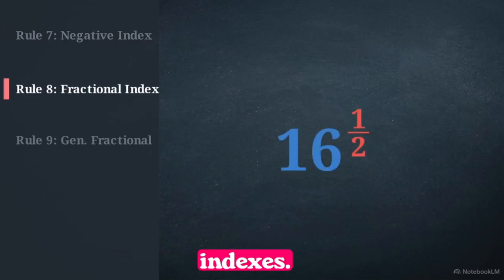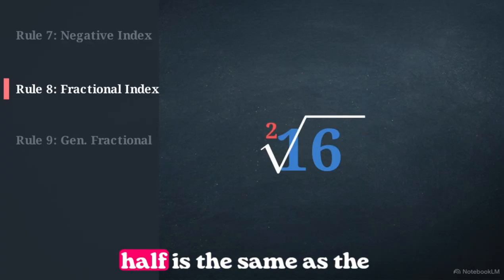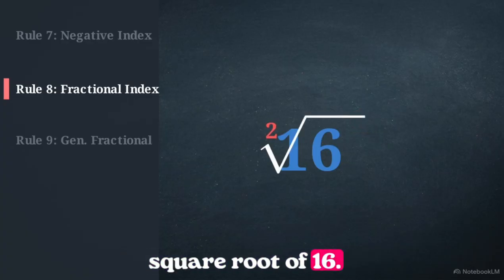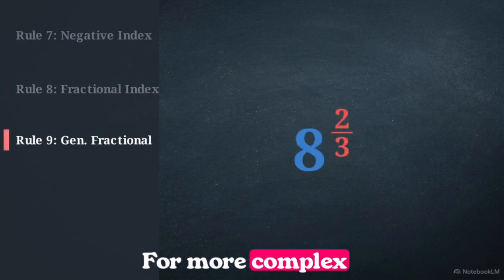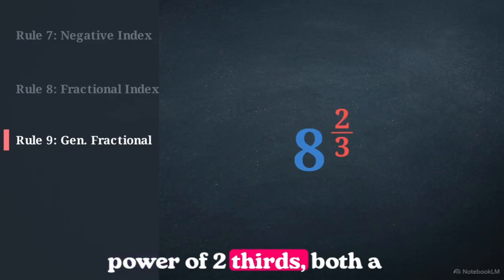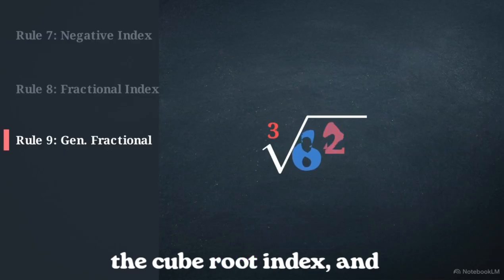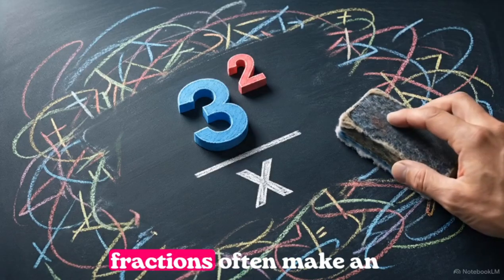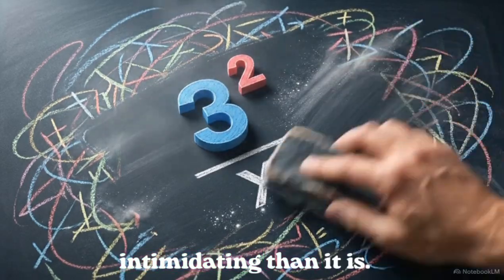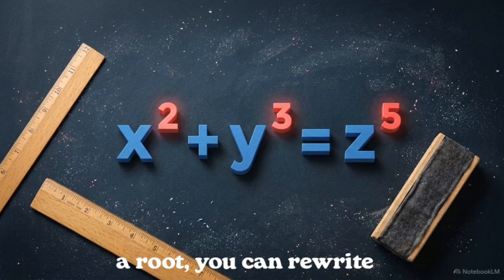Then we have fractional indexes. A fractional power represents a root. 16 to the power of 1/2 is the same as the square root of 16. The denominator of the fraction identifies which root you need to find. For more complex fractions, like 8 to the power of 2/3, both a root and a power are involved. The bottom 3 becomes the cube root index, and the top 2 remains a standard power. Negative signs and fractions often make an equation look more intimidating than it is. Once you recognize that these are simply prompts to flip the base or find a root, you can rewrite the problem in a format that is much easier to solve.